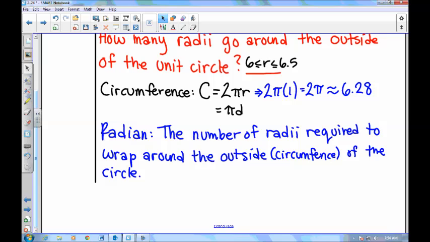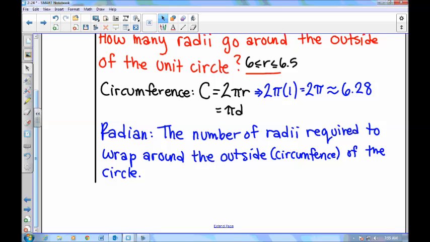So how many little pipe cleaners did you say it took to get around the circle? 6.5. So we got 6.5, we got 6.4, we got 6, and we got 6.2 was our closest one. Just based off of how I cut it, I could have cut it a little too long or a little too short. That was my fault. But essentially, we got pretty close to 6.28.